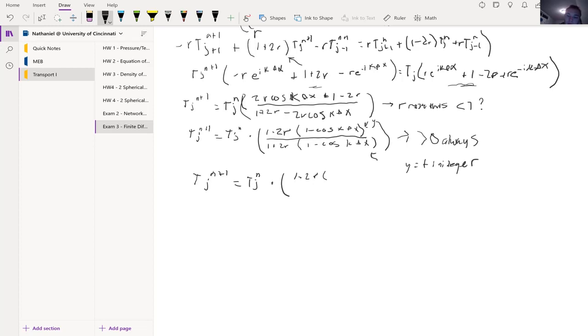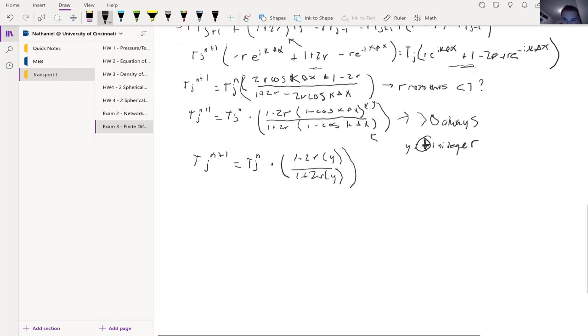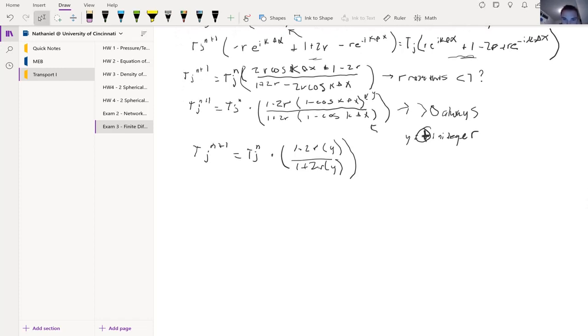Since these will always be positive, whatever expressions we put into those are going to be positive. So we're going to say y is a positive integer, and we can just substitute y in there. So we have 1 minus 2r over y, and then 1 plus 2r, putting in y. And that will give us a value where r will also be greater than 0 all the time.